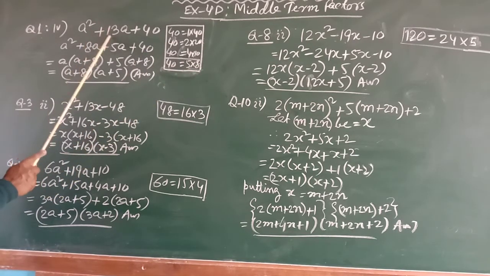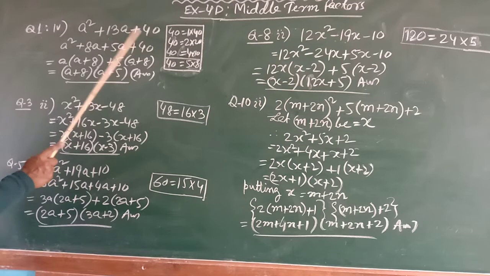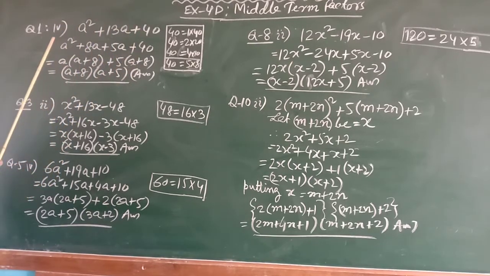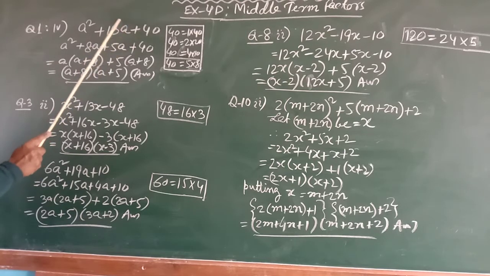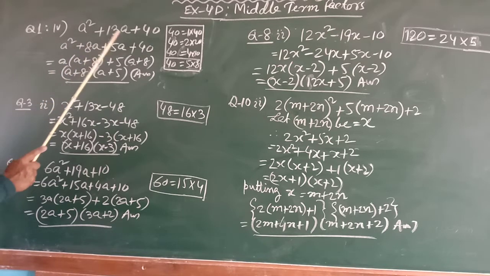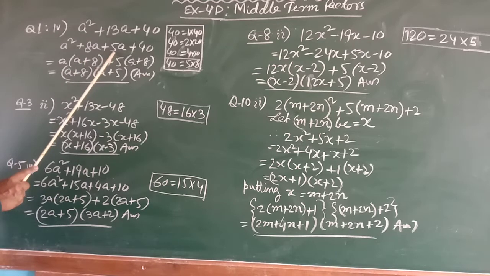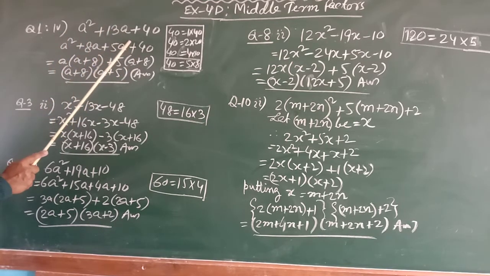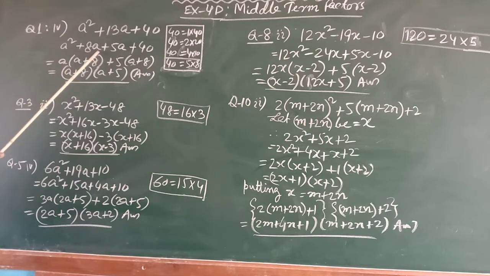You need to put 13 as the sum of the two factors of the product of these numerical coefficients. So we can write the middle term 13a as 8a plus 5a. So a square plus 8a plus 5a plus 40. 8 plus 5 is 13, so the value remains unchanged.